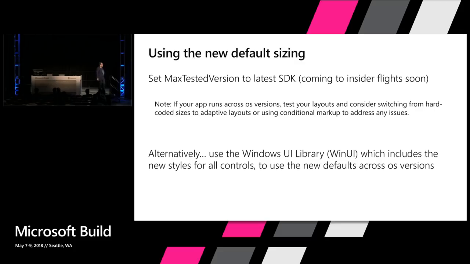So you should either consider robustifying your app to that by using adaptive layouts or conditional markup. Or another option is, this morning we also announced the Windows UI library. And one of the things the Windows UI library gives you, in addition to a bunch of controls, it also gives you the styles for all the controls, including the new default sizing. And so if you have an app that targets multiple versions, you can just use WinUI to get that new default sizing, and you'll have it on all the different versions that you're targeting. All right? So that's how you get the default sizing.